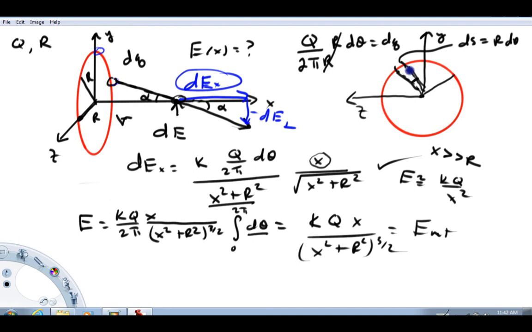If you don't mind, I'm going to go back here and try to make that part of the picture a little better after the fact. But boom, boom, there's the ds, there's the d theta, that's r and r. So anyway, I hope this video helped demonstrate how to find the electric field due to a ring of charge.